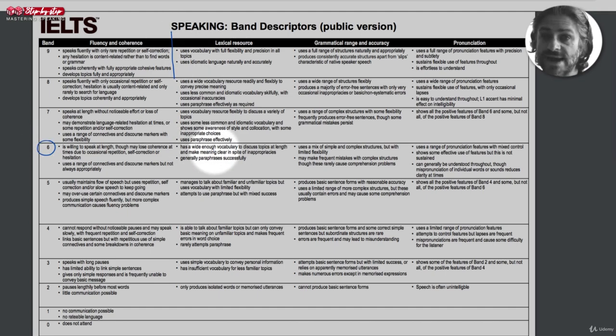So you have a wide enough variety to discuss topics at length. So you don't just say yes or no. You can speak relatively quite a lot about this particular topic because you've got enough vocabulary to do it. And you can make things clear even if you do make inappropriacies or make a few mistakes. It's still relatively clear for the listener to understand what you're saying. And you are able to paraphrase successfully.